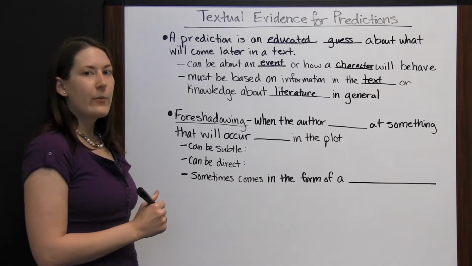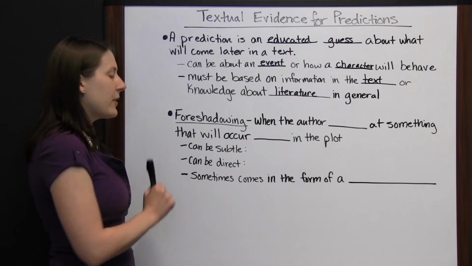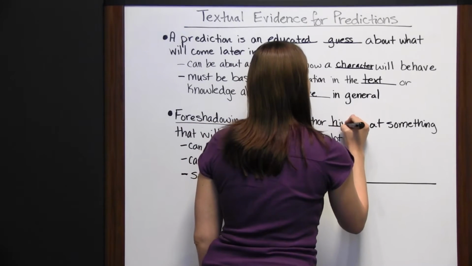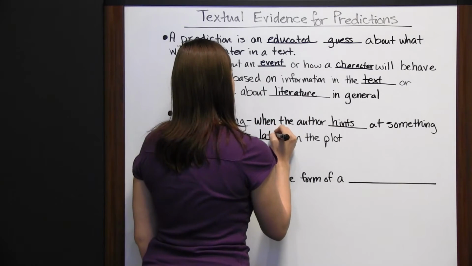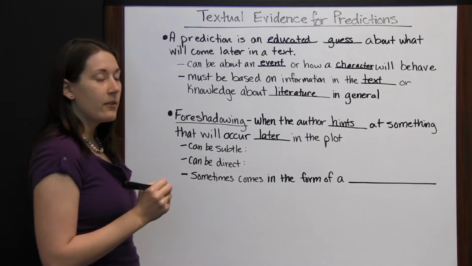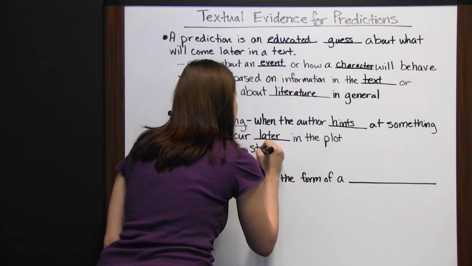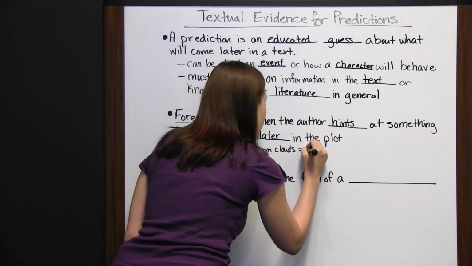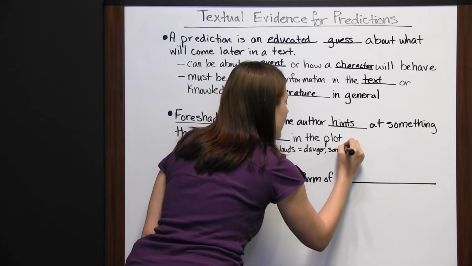Now, one specific way that you might find textual support for a prediction is with foreshadowing. And foreshadowing is when the author hints at something that will occur later in the plot. So sometimes it's subtle. Sometimes the author doesn't say exactly what will happen. It may mention storm clouds on the horizon, and the storm clouds could equal danger or something bad happening.